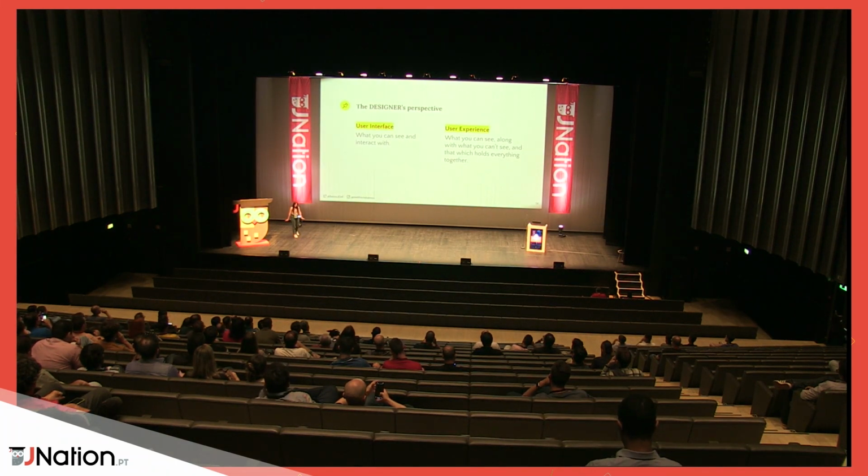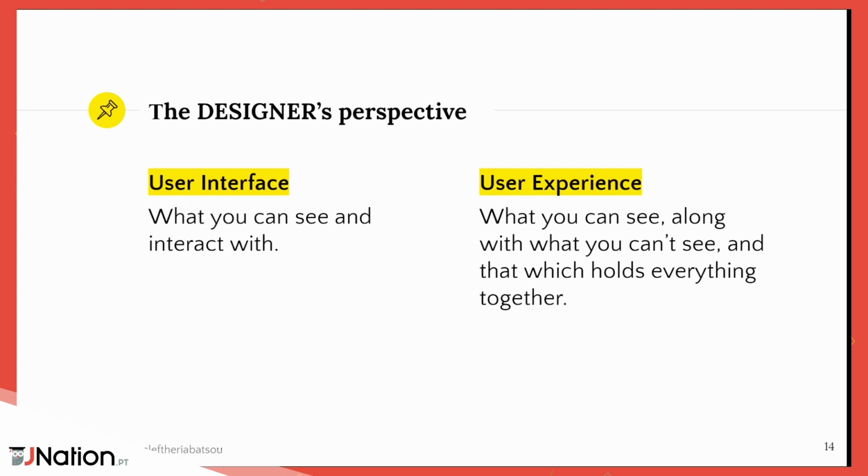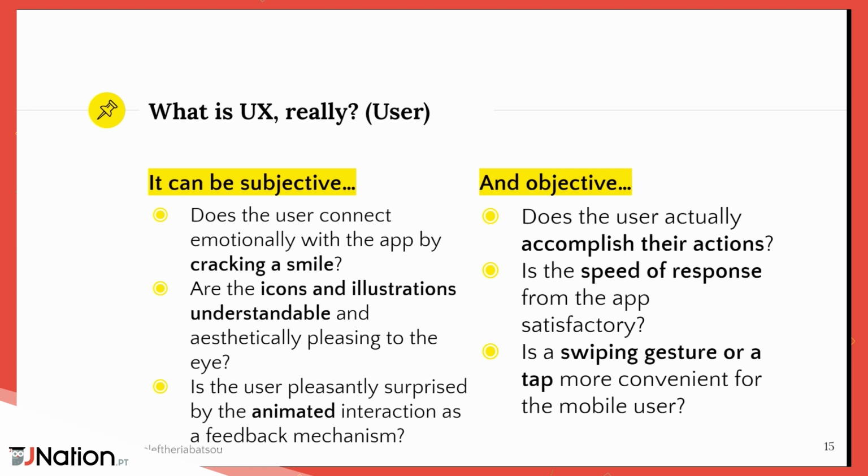So, user interface from the perspective of the developer or the designer is what you can see and interact with. And user experience is what you can see alongside with what you can't see and what holds everything together. Okay, so again, from the user perspective, user experience has to do a lot with ease and satisfaction. These are the two key words, and these are the things that you want to have in your product. You want things to be easy, and you want things to be satisfactory for your user.